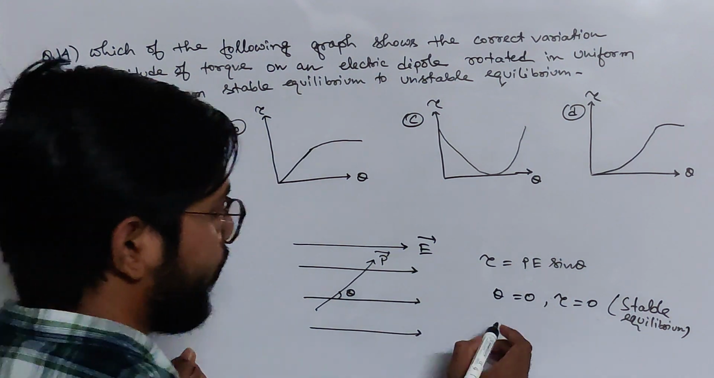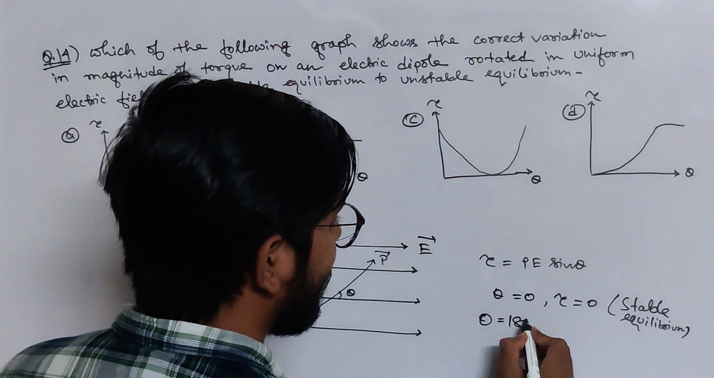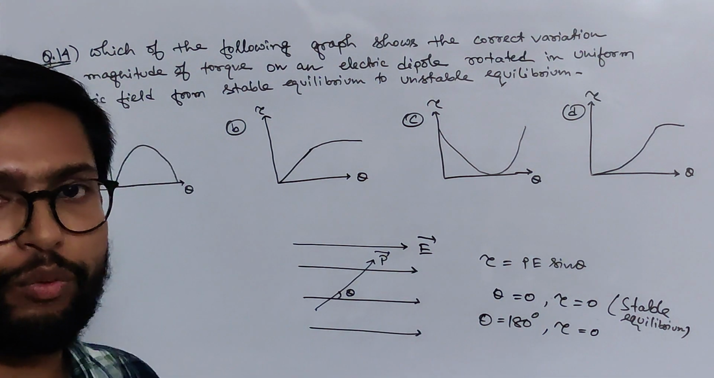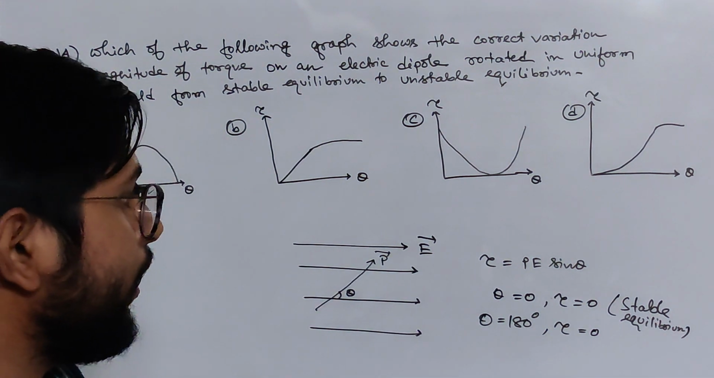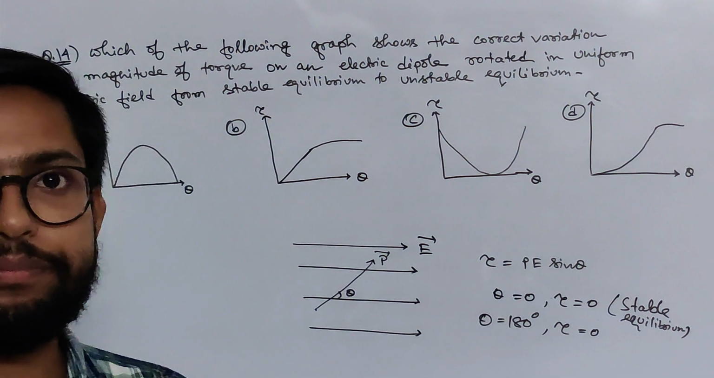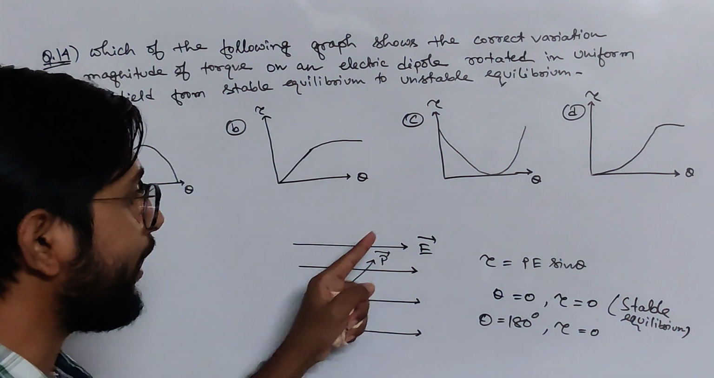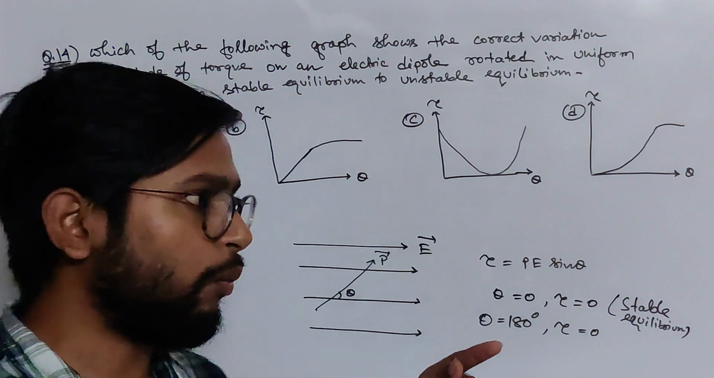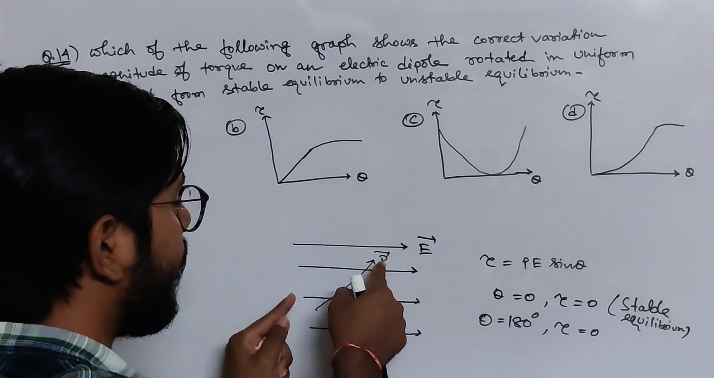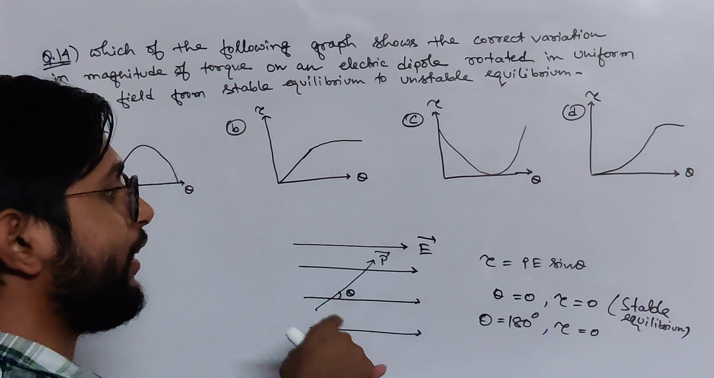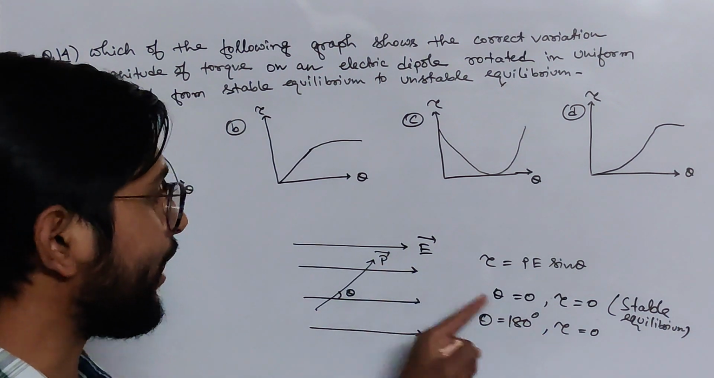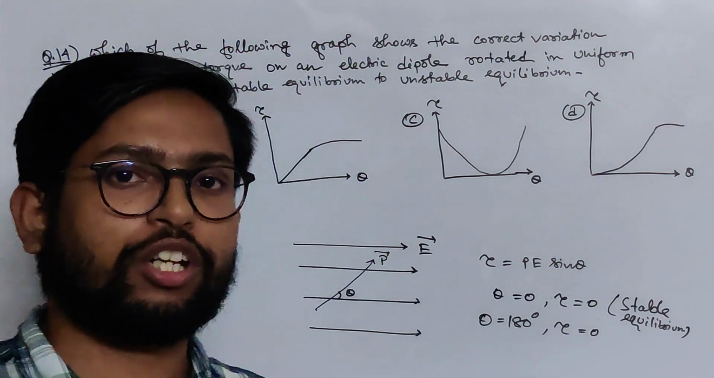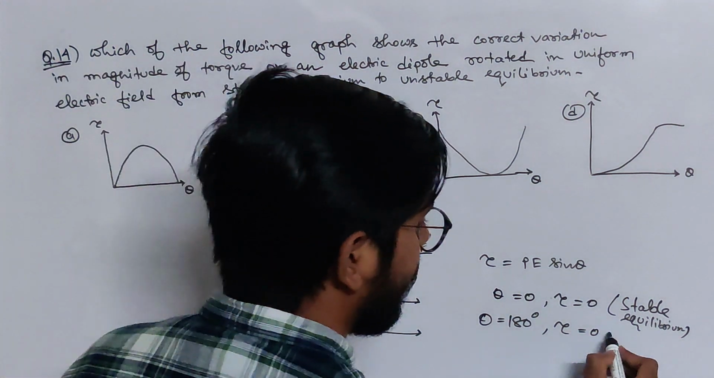Another case, if theta equals 180 degrees, then also tau equals 0, because sine 180 is 0. It is the case when the electric field and the electric dipole are in opposite directions. When the electric field and dipole are opposite in direction, the torque acting on this electric dipole is 0. And this is the condition of unstable equilibrium.